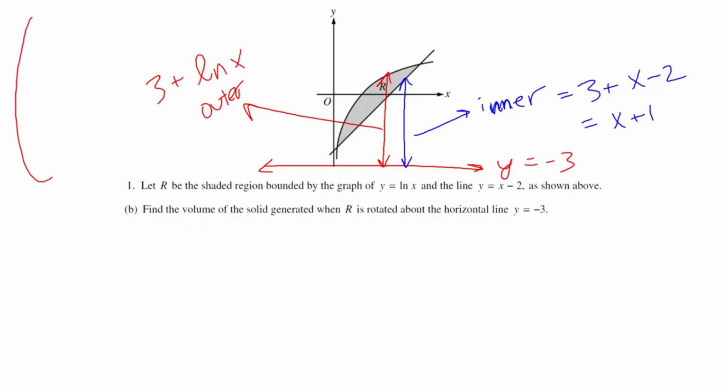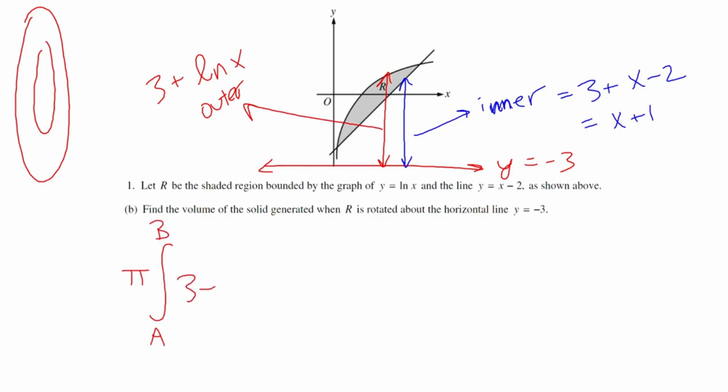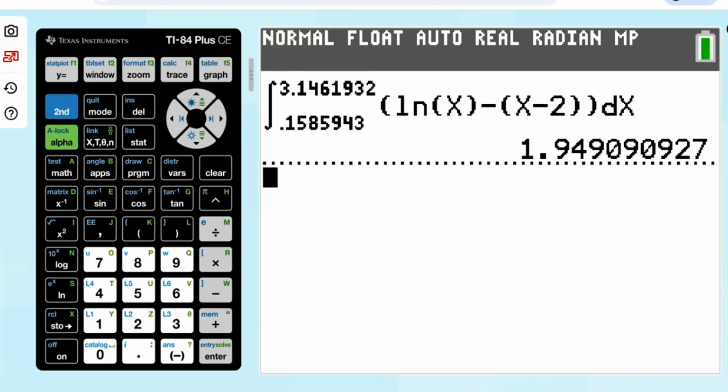And the washer cross sections, remember, they look like this. It's pi times the outer radius squared minus pi times the inner radius squared. So we'll do pi, and then we'll integrate from a to b. Our outer radius squared, so 3 plus ln of x squared, minus our inner radius, which we just now said was x plus 1 squared dx. And if you wrote 3 plus x minus 2, that's also fine, doesn't really matter. And then we'll just use our calculator to evaluate that. So biggest mistake is people forget their pi out in front, so don't forget your pi.